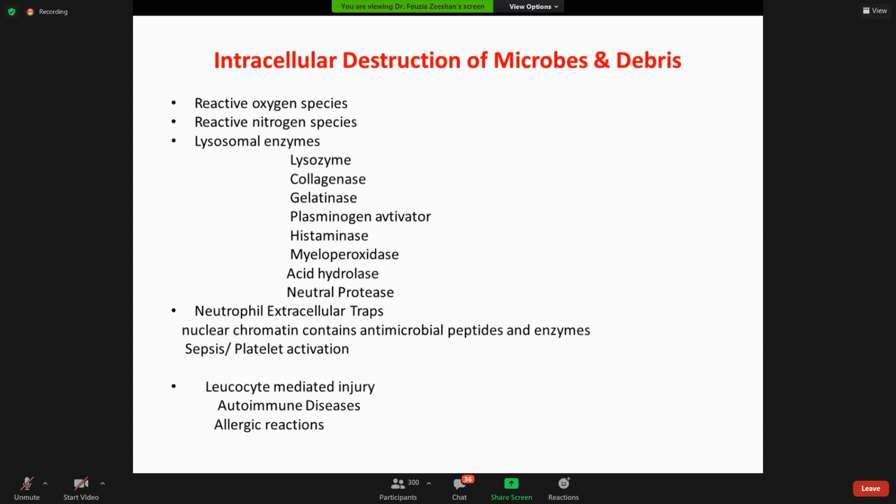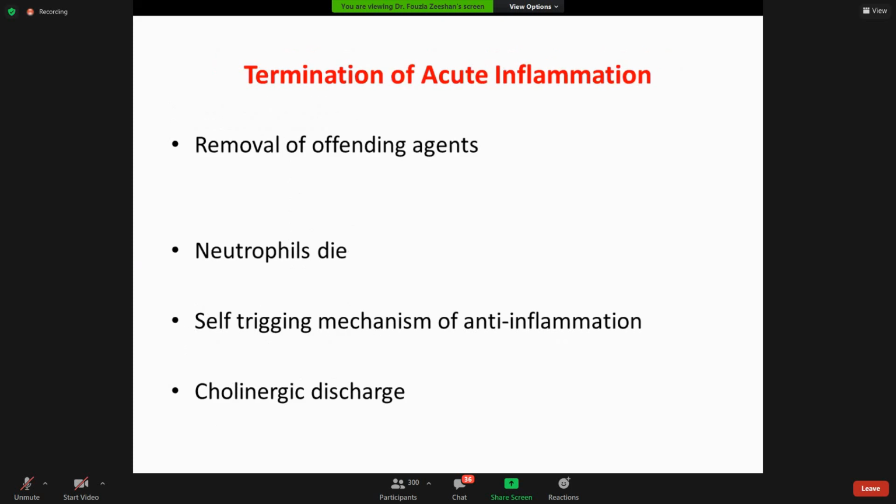Intracellular destruction that occurs inside the phagosomes involves, as I have told you, reactive oxygen species, reactive nitrogen species, and lysosomal enzymes like lysozyme, collagenase, gelatinase, acid hydrolases, myeloperoxidase, as well as some neutrophil extracellular traps. Leukocyte-mediated injuries usually occur in autoimmune disease and allergic reaction. So there is a well established mechanism present, which helps in killing.